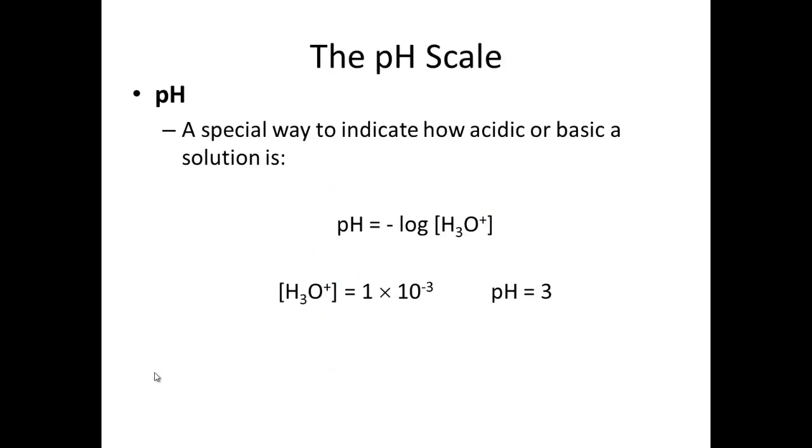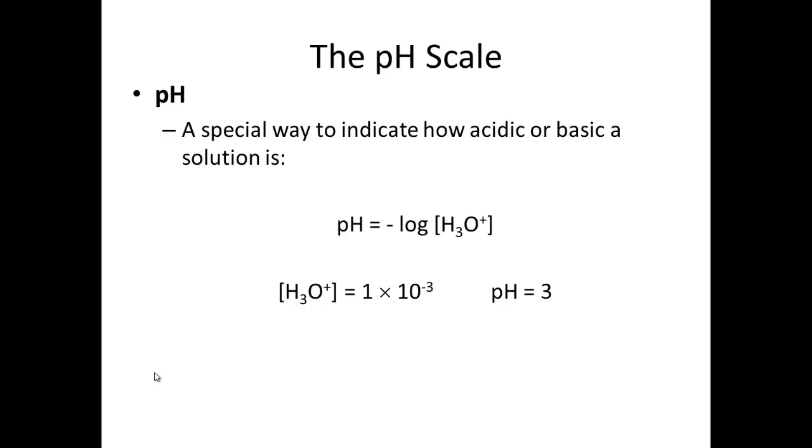So a pH scale is a special way to indicate how acidic or basic a solution is. pH equals the negative log of your hydronium ion concentration, right? Notice it's pH, not pOH, it's pH.